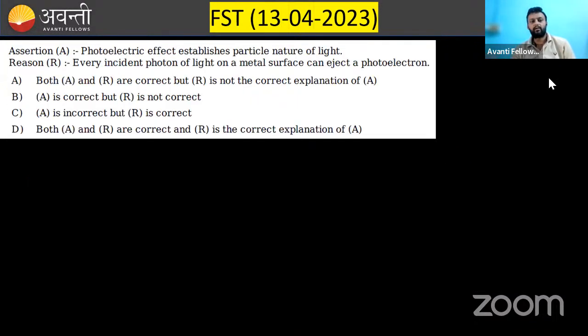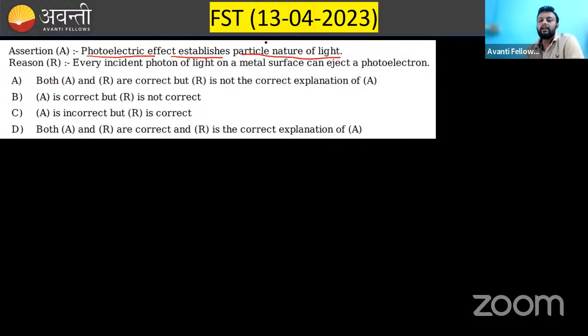Moving further. This is a question of photoelectric effect, or you can say dual nature. There are two statements. One is mentioned as assertion, another is reason. So out of the four options, you need to pick one. So assertion says photoelectric effect establishes particle nature of light.